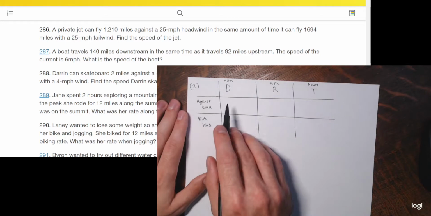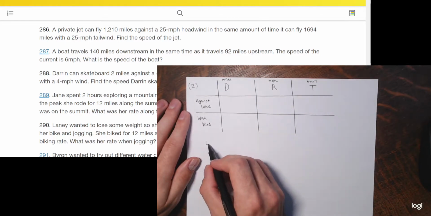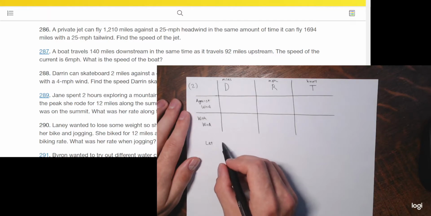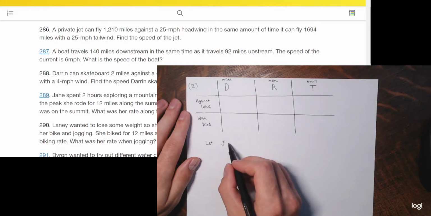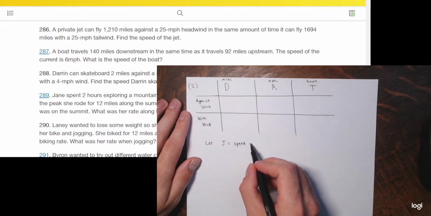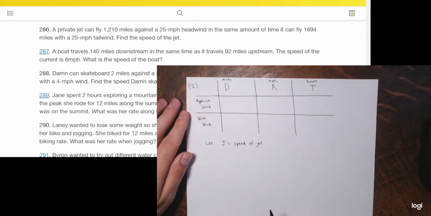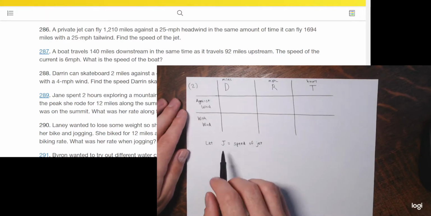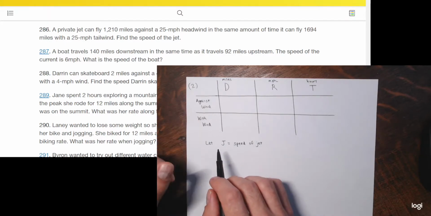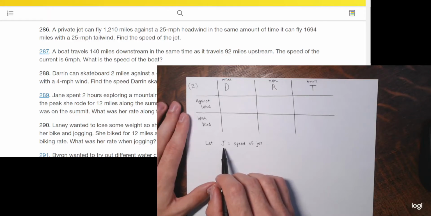Now the trip against the wind, and one more time here too, right? Just like any word problem, I'm going to use the letter J to represent the speed of the jet that they asked me to find, the speed of the jet without any wind. You could use S again if you want, it doesn't matter, or X, whatever you want. Just using J for jet.